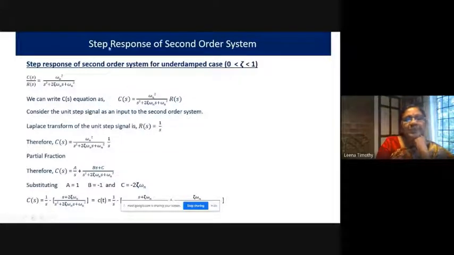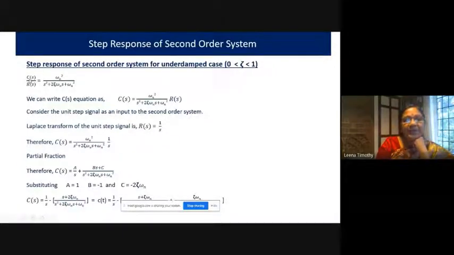So our aim is to find a response. What do you mean by step response? Last class, what do you mean by step response? The response of the system. What will be the input to that particular system? If the input to a particular system is a step input, the corresponding response is known as a step response.